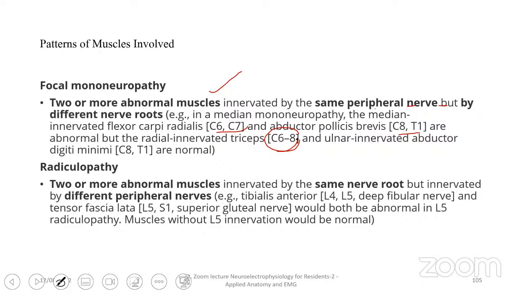In radiculopathy, 2 or more abnormal muscles are innervated by the same nerve root but by different peripheral nerves. Tibialis anterior L4, L5, and tensor fasciae latae L5, S1, would be abnormal in L5 radiculopathy. But muscles without L5 innervation would be normal, like the medial gastrocnemius.